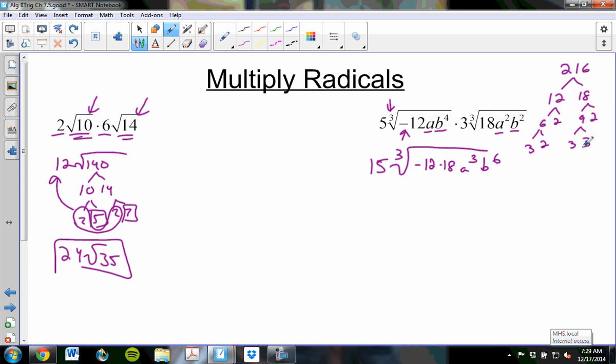I'm doing a third root, so we need triples, and there's a 1, 2, 3, there's a triple, and there's a 1, 2, 3, there's a triple. Everything actually comes out of that root, nothing stays behind. So I'm going to pull out the negative.